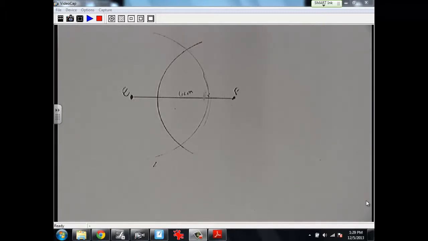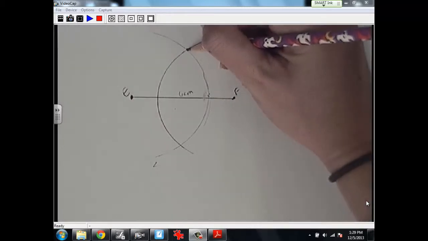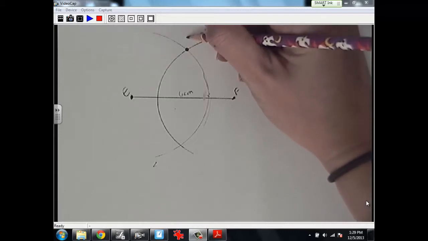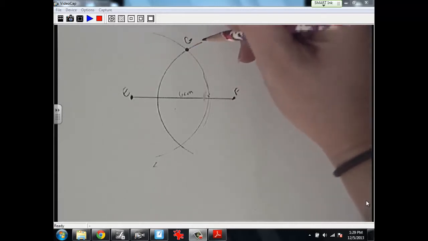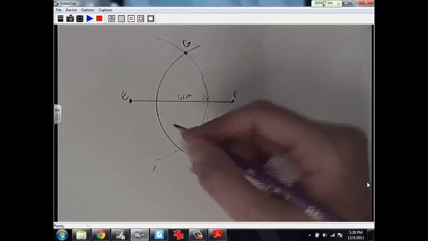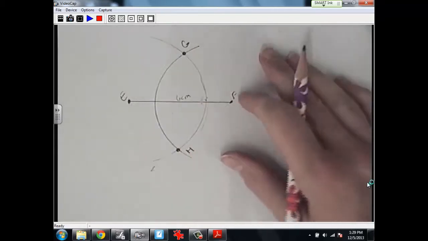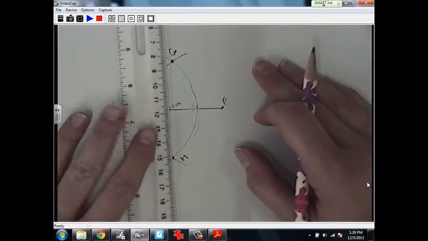So what's the point of doing this? Check this out. I have this point up here where they intersect. I'm going to call this G. I have this point down here where they intersect. I'm going to call that H. And then I'm going to use the edge of my ruler, and I'm going to connect them.